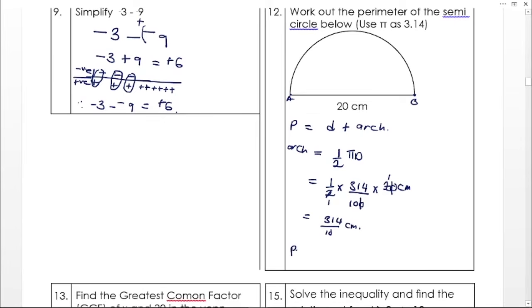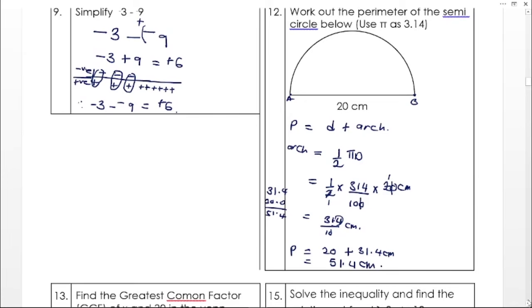Therefore our perimeter is going to be the diameter, which is 20, plus our arc, because when we take this one back here, we are going to have 31.4 centimeters. Then side work from here, we have 31.4 add 20.0, then we are having 51.4 centimeters as the perimeter of that same semicircle.